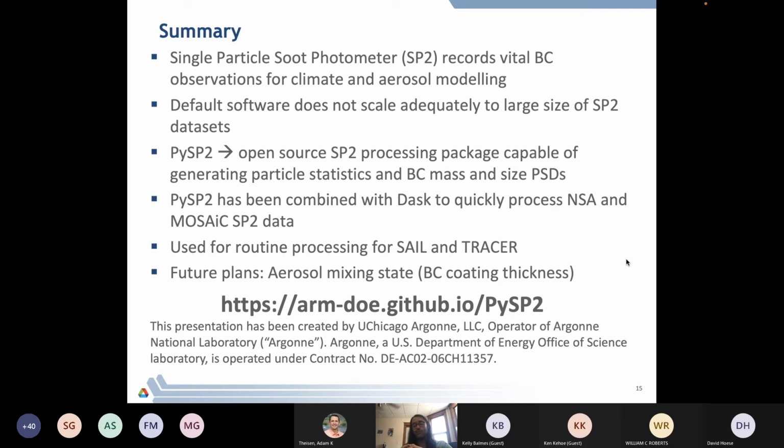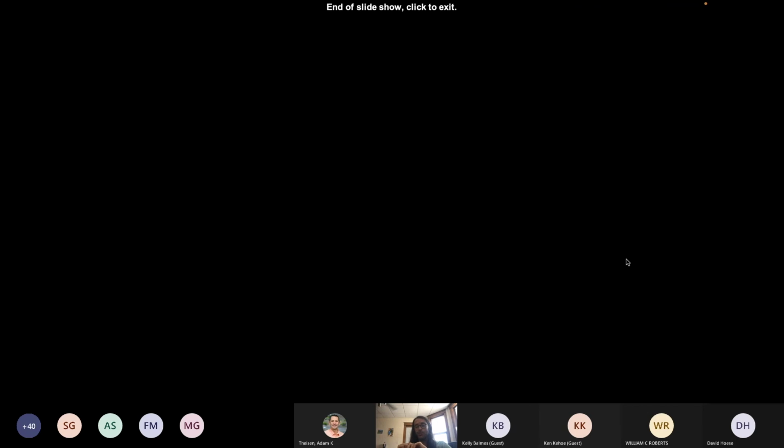Some of our future plans include looking at the aerosol mixing state. Remember I showed you earlier, you could get an idea of the coating thickness through the scattering and incandescent signals. We want to put that into PySP2 as a future task.